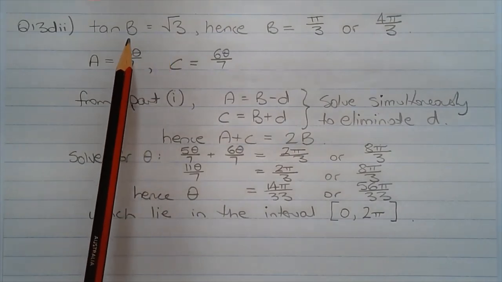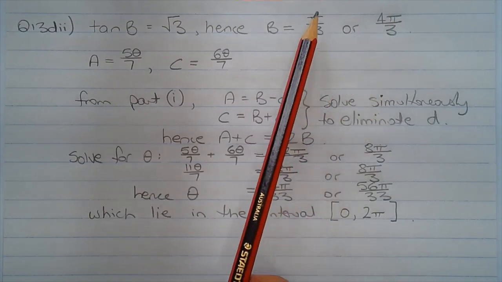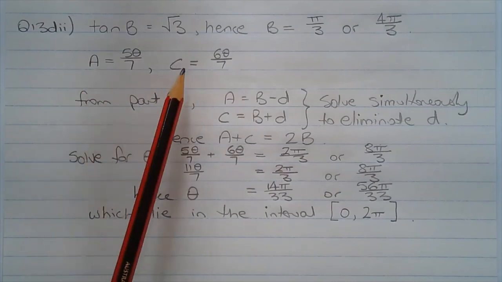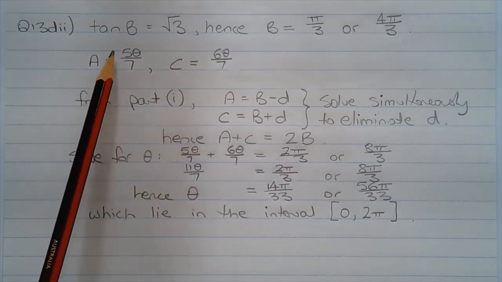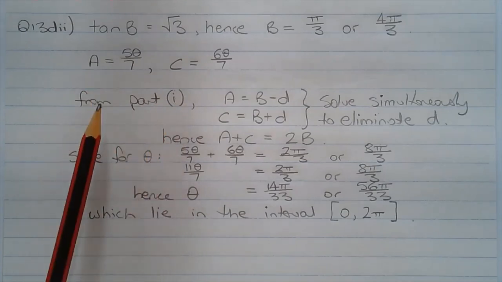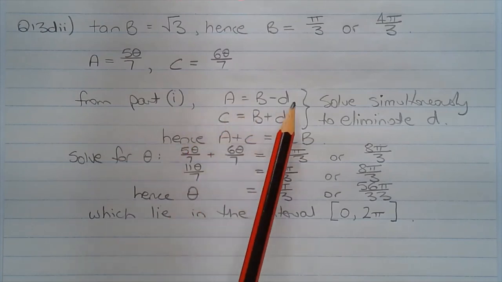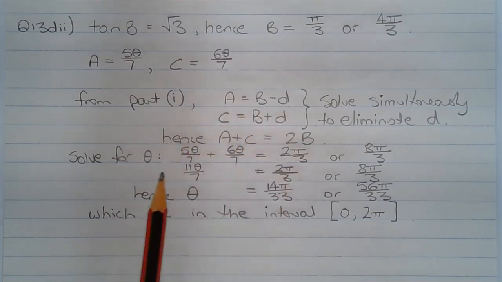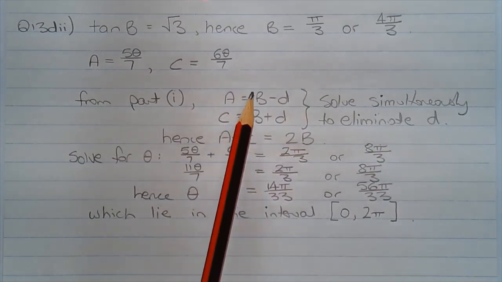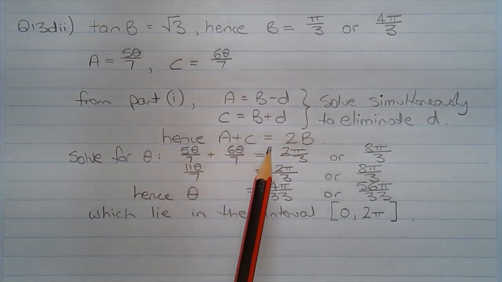Solving for b, we get b equals π/3 or 4π/3. So that's the angle in quadrant 1 or quadrant 3. Now we have values for a and c, which we have already established. So a equals 5θ/7 and c equals 6θ/7. Now again from part 1, we have two equations that relate a, b, c, and d. So a = b − d and c = b + d. And we solve these two equations simultaneously to eliminate d. So adding these two equations together, using the elimination method, we get a + c is equal to 2b.